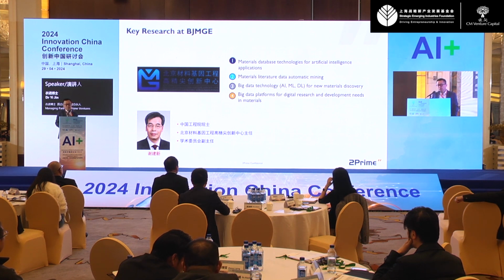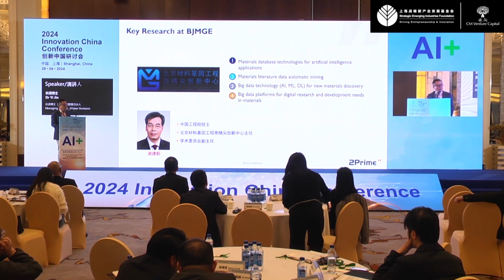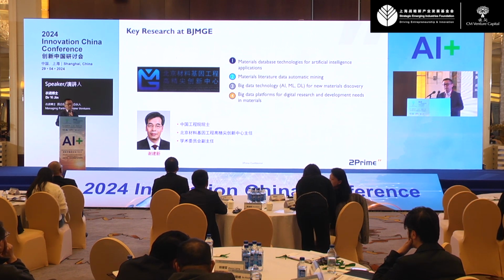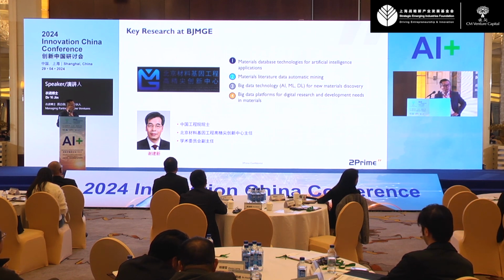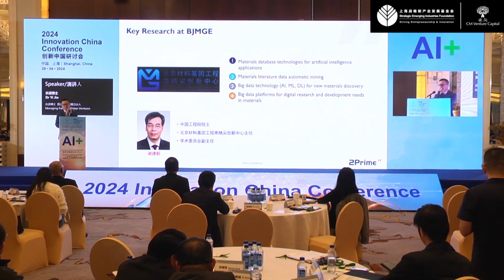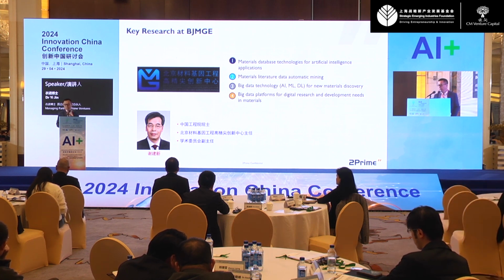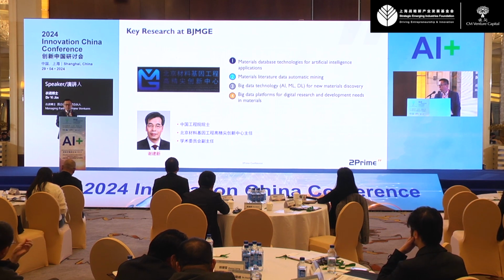So here you can see some material database technologies for AI application, and then above the database, there are many materials literature data automatic mining, and after that, we can see big data technologies. You can call that AI, or machine learning or deep learning, for new materials discoveries. Another aspect is the big data platforms for digital research and development needs in materials. Also about high throughput test models in the innovation center. This is a very important direction. Like digital twin is very important, and we believe that this will be a systematic work, a systematic definition.